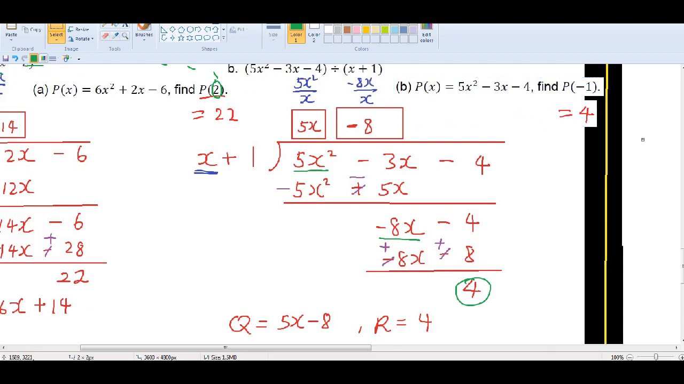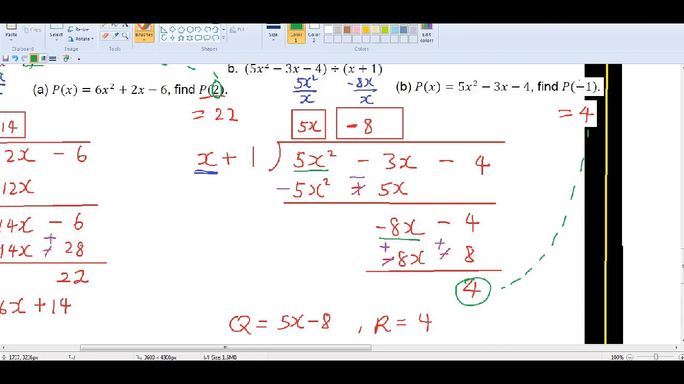If I put minus 1 into x for this polynomial, the value of the polynomial is 4. Are they the same? Yes, they are the same. So instead of doing all the long divisions, if you just want to find the remainder, you could just put minus 1 into the polynomial.